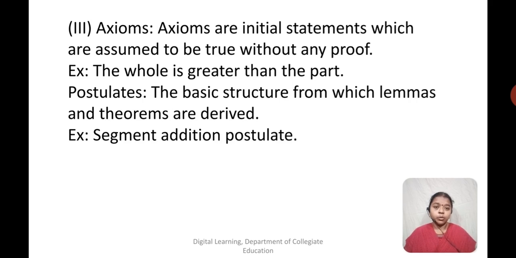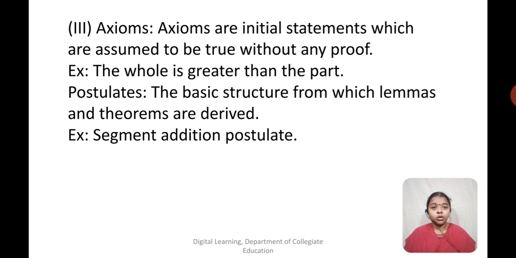The third one is axioms. Axioms are initial statements which are assumed to be true without any proof. That is, we just say some statement is true. We never look for the proof. For example, the whole is greater than the part. You all know, for example, I have an apple. When I cut it into 6 pieces, the entire apple is much bigger than the 1/6 part or the 2/3 part. Nobody is going to ask you for the proof for it. We just assume it is true without any proof.